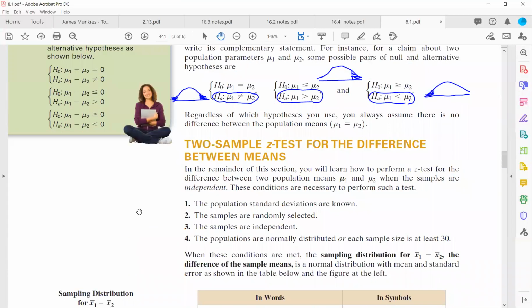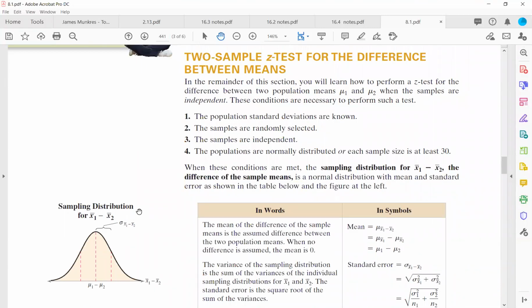Okay. So, two-sample z-test for the difference between means. We will learn how to perform a z-test for the difference between two population means, mu sub 1 and mu sub 2, when the samples are independent. Guys, it's very important that you have independent samples.